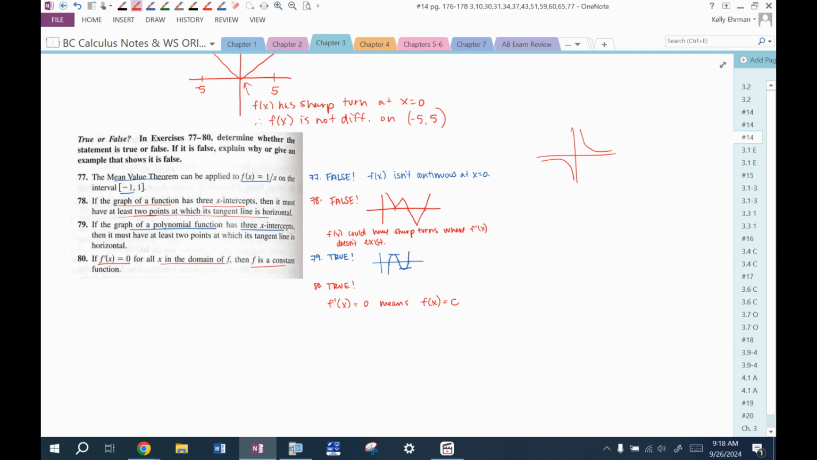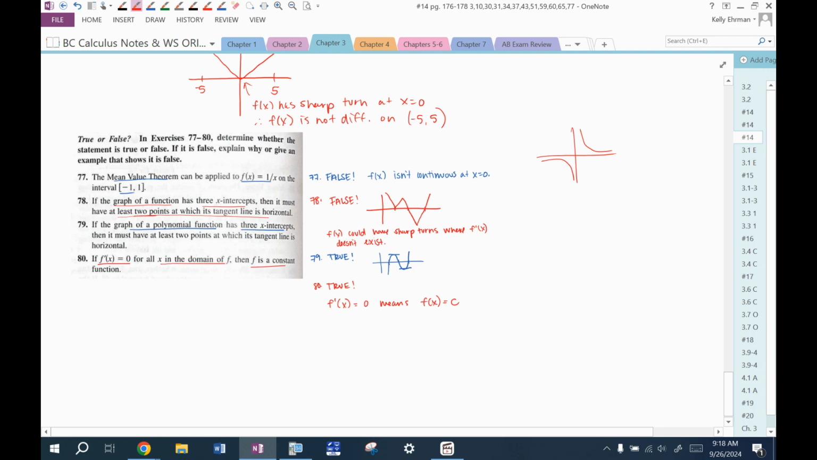78. If the graph of a function has 3 x-intercepts, then it must have at least 2 points at which the tangent line is horizontal. You might have originally sketched something that looks polynomial, but it doesn't have to be polynomial. You could have sharp turns at those places, and so then the tangent line is not horizontal at the sharp turn. It actually just doesn't exist.